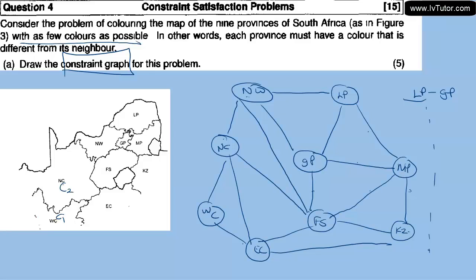If you do this color 2, then here you need a third color, because this one cannot be color 2, cannot be color 3. This state cannot be color 2 or color 3, but it can be color 1. So there's no need to use color 4 if color 1 is available. Then KZN cannot be color 1 or color 3, but it can be color 2.